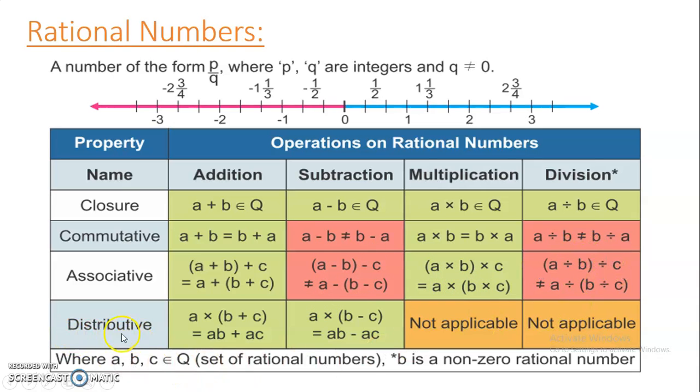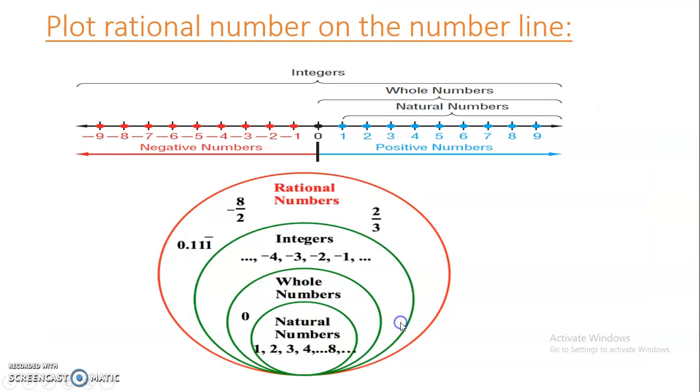The last property that we have seen is the distributive property. The distributive property of multiplication over addition and multiplication over subtraction. This is how you apply the distributive property. It is not applicable for multiplication and division. Okay. So till now we have studied all the properties of the rational numbers.